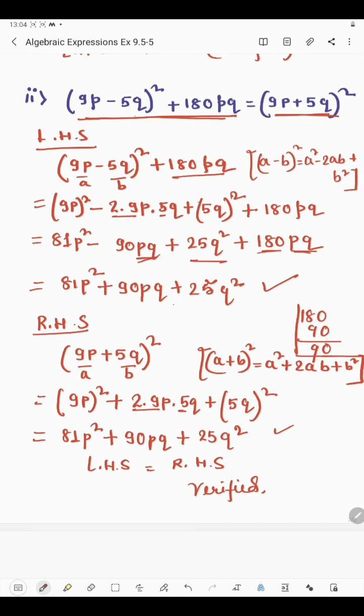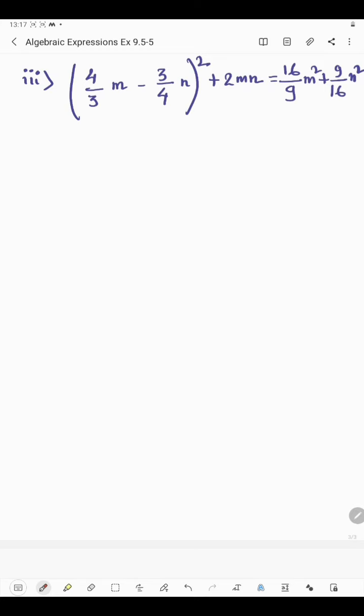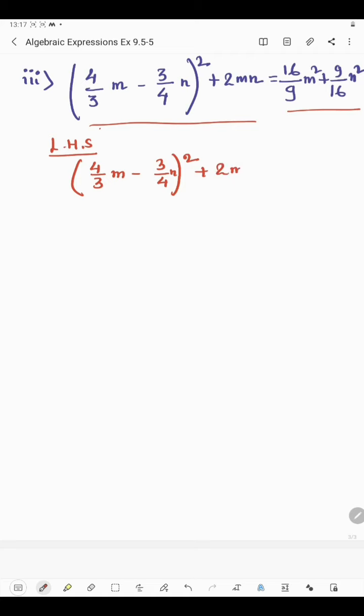Okay, now coming to the third part. In the third part we have (4 by 3m minus 3 by 4n) whole square plus 2mn, equals 16 by 9 m square plus 9 by 16 n square. At first we'll solve the left hand side, then we will solve the right hand side, and then we'll check whether it is equal or not. So we'll take the left hand side first: (4 by 3m minus 3 by 4n) whole square plus 2mn.